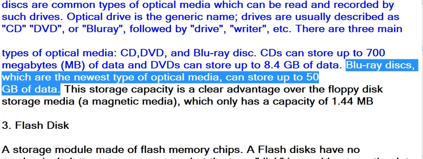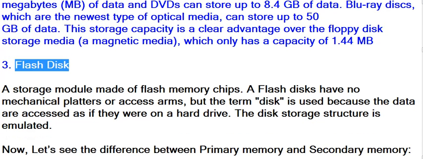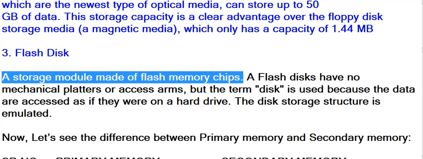Blu-ray discs, which are the newest type of optical media, can store up to 50 gigabytes of data. This storage capacity is a clear advantage over the floppy disk storage media, a magnetic media, which only has a capacity of 1.44 megabytes. 3. Flash disk. A storage module made of flash memory chips.